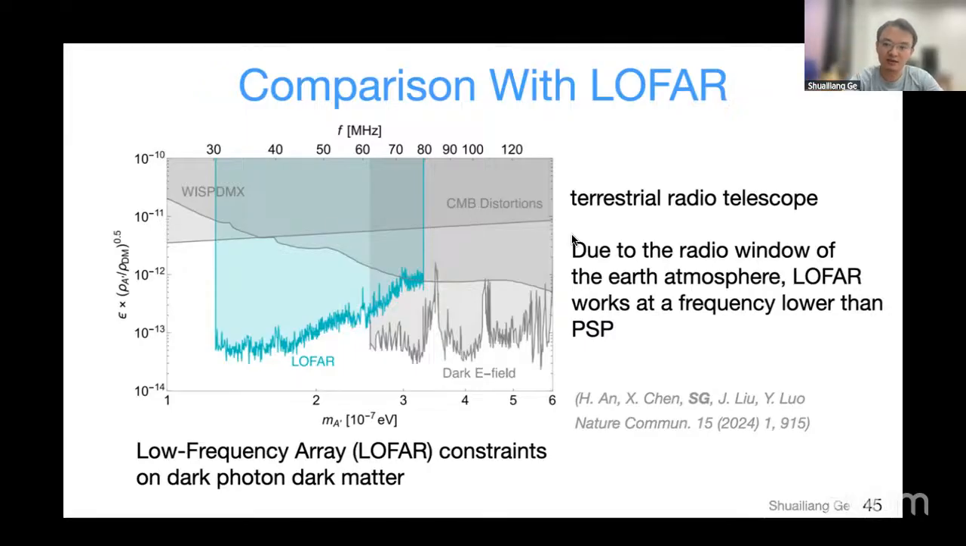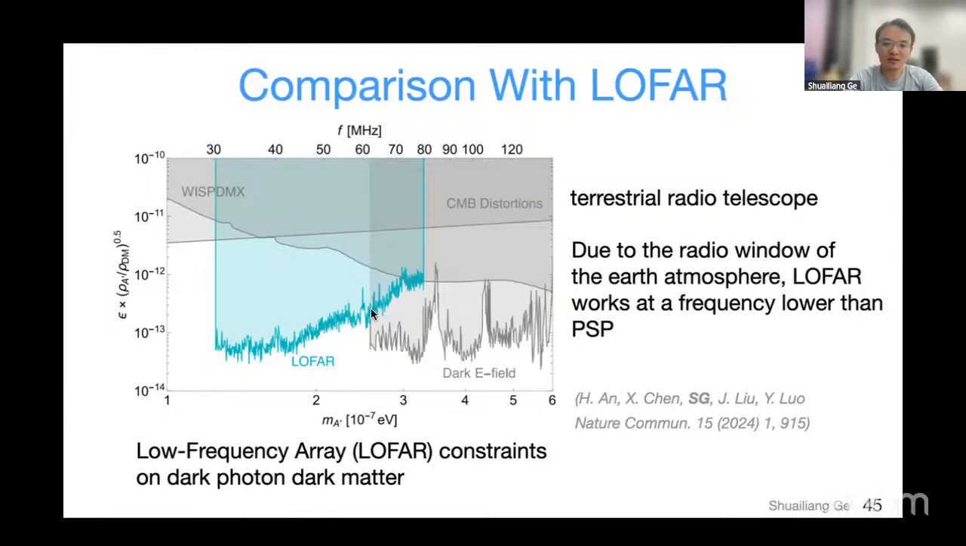But note that because of the radio window of the Earth's atmosphere, LOFAR works at frequencies lower than Parker. So basically, Parker and LOFAR both provide constraints on dark photons, but at different radio frequency ranges. This is nice, so we can search for dark photon dark matter over a wide range of masses.